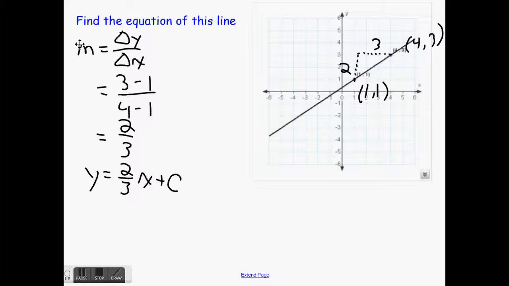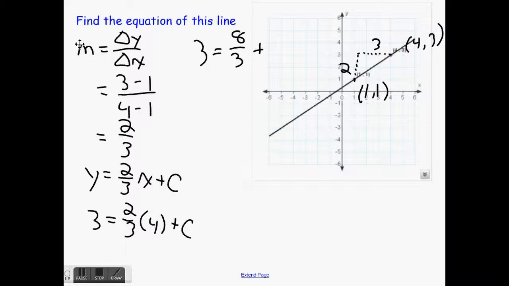Substitute some numbers. What numbers am I going to substitute? 1 and 1. Now, I think most of you picked 1 and 1 for this, but just to show you that any point will work, I'm going to pick 4 and 3, just to be different. So y is 3. This is 2/3 times 4 plus c. Okay, so I'll continue up over here. I get 3 equals 8 over 3 plus c.